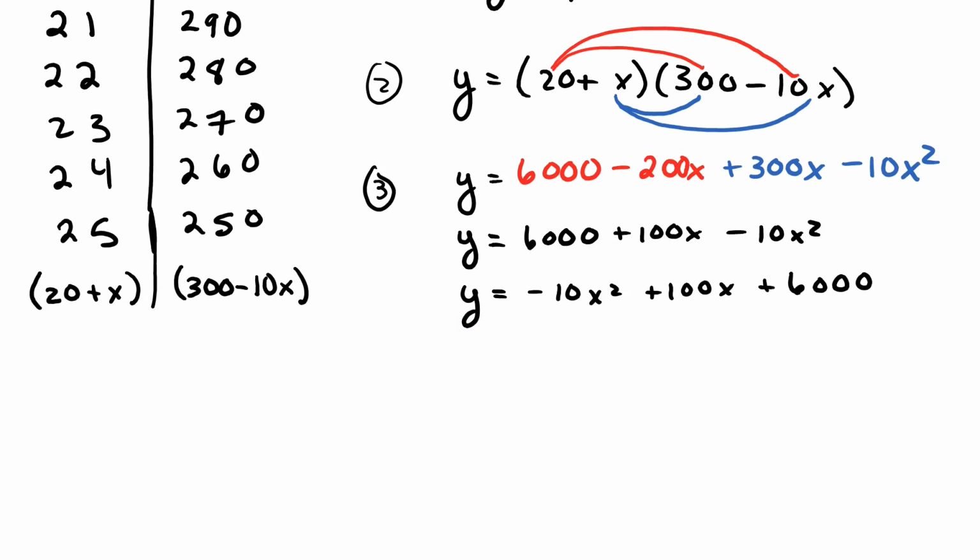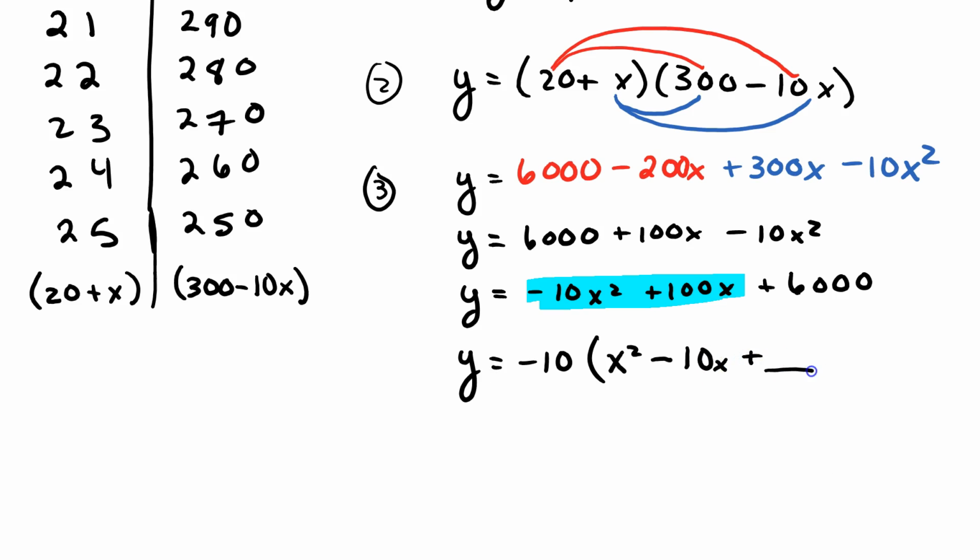So I'm just going to factor out the common factor between the first 2 terms here. So then y equals negative 10. Negative 10x squared divided by negative 10 is simply x squared. 100x divided by negative 10 is going to be minus 10x. And then I'm going to plus something and minus something to make this a perfect square trinomial, plus 6,000.